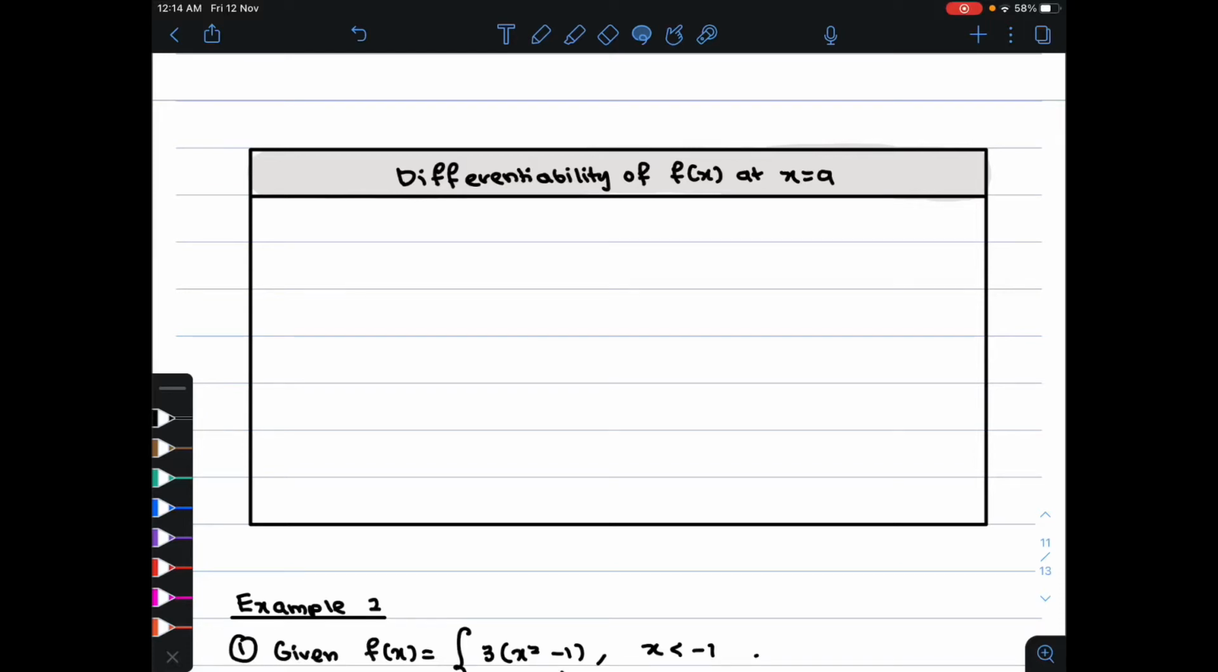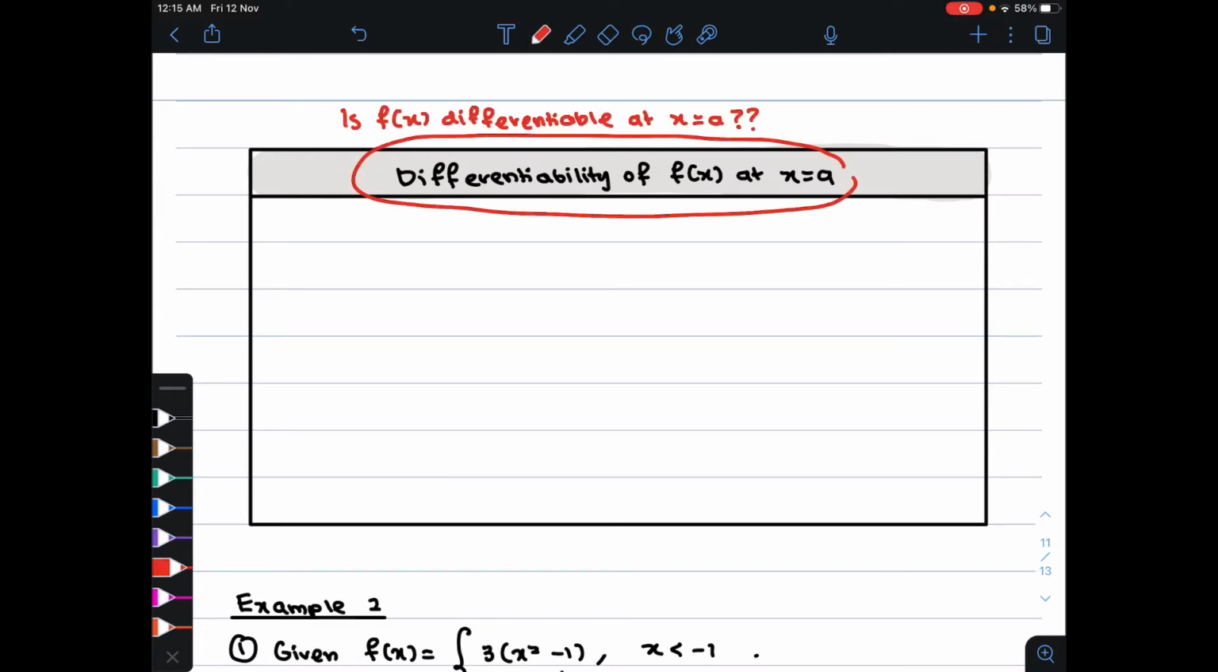Next, we have differentiability of a function f(x) at any point, say x equal to a. So what does this mean? It's the same as asking, is f(x) differentiable at x equal to a? So this means that you need to determine whether f prime a exists or not.